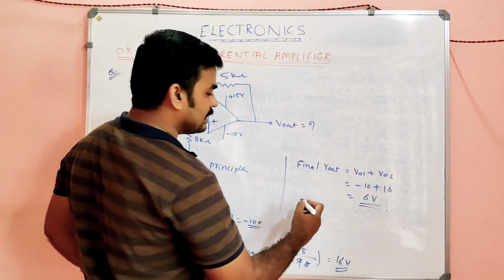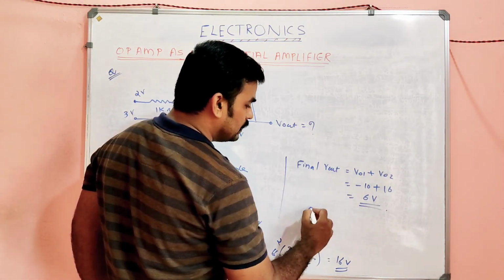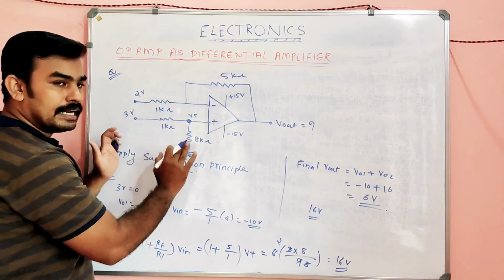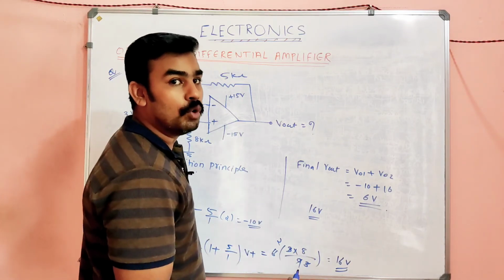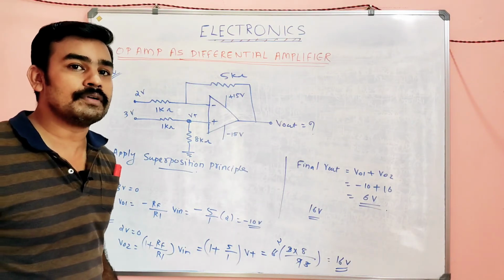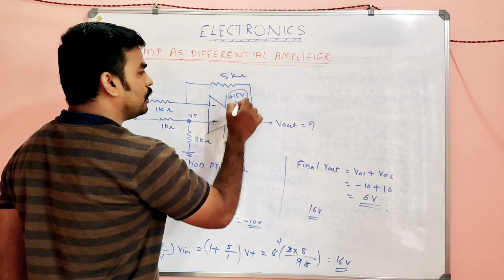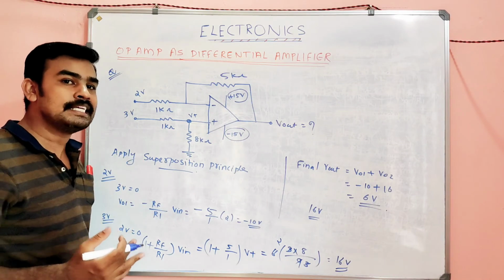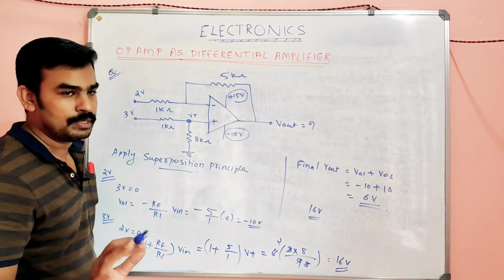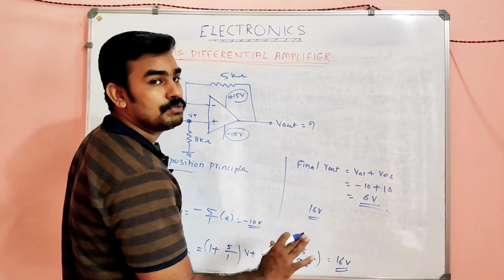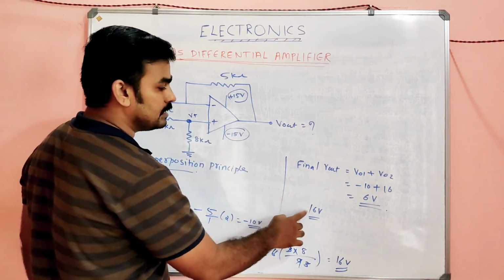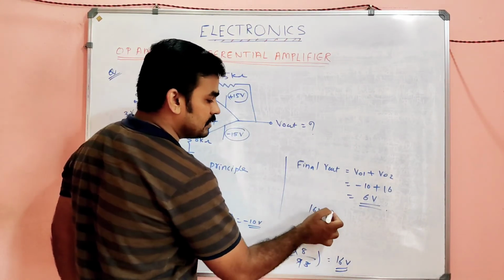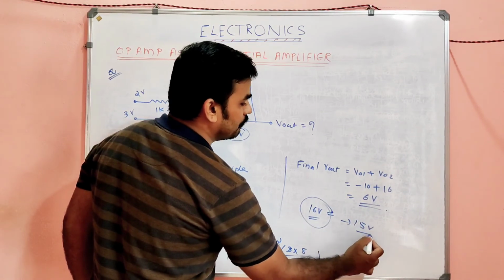Suppose you got an answer like final V out equal to 16 volt. Imagine some resistances are arranged in such a manner that you got an output of 16 volt. Then what will be the actual output? The actual output will not go beyond plus VCC if it is positive, and will not go beyond minus VCC if the answer is negative. So suppose you obtained plus 16. Never write this as the final output. It is not the right answer, and the right answer is 15 volt.